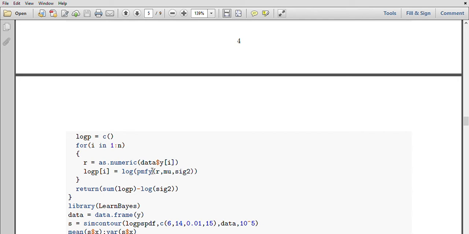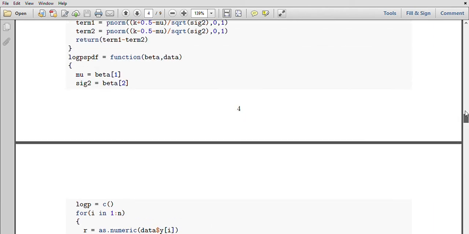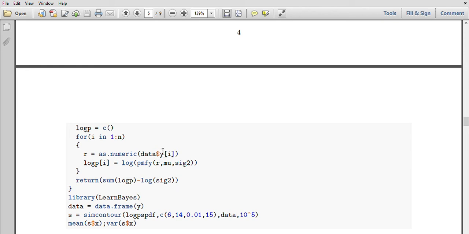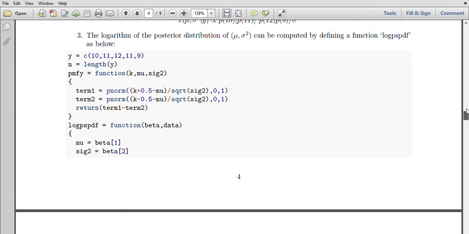So log of PMF of y at point r with mu and sigma square, where r is nothing but the ith value of y, so data$yi. This data must actually be a data frame, so we must extract the y values from the data like this. So why are we specifying the parameters like this? Why do we have to have beta and why do we have to have data? Can't we make data a universal parameter so that I can use y directly?